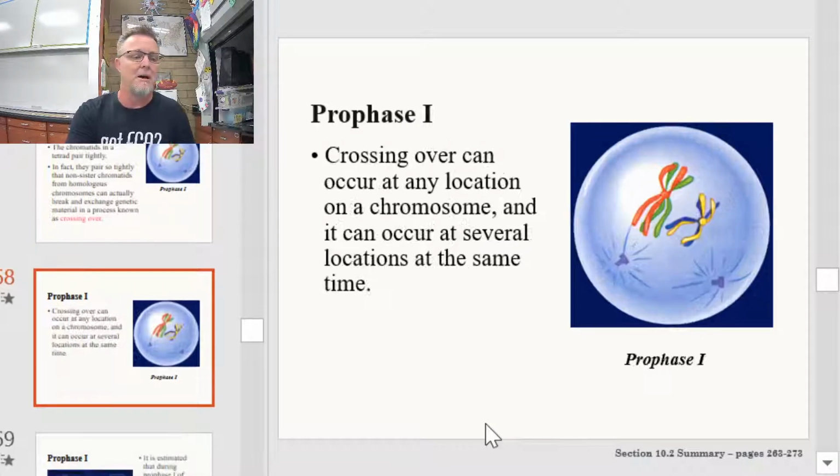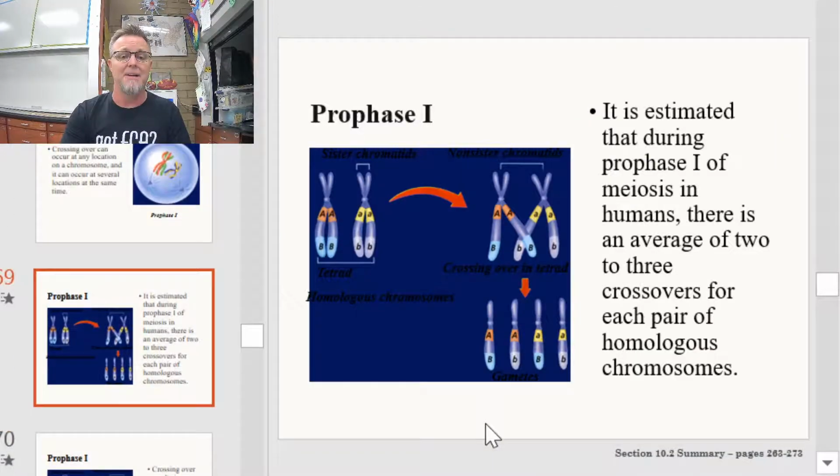Now, crossing over can occur at any location on a chromosome, and it can occur at several locations at the same time. So it's not just limited to one gene at one time. This is what it looks like in a picture. We've got our tetrad here, and if you look close, we've got the legs of non-sister chromatids that are touching, and look what happens down here. We've got a new combination of traits that did not exist in the parents.